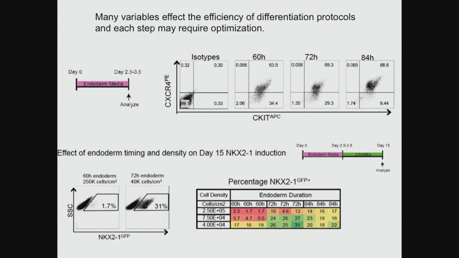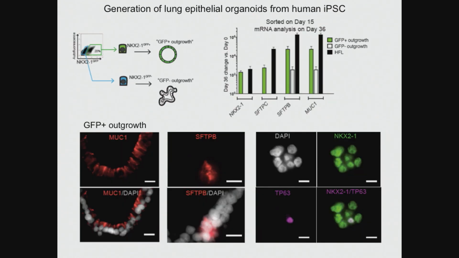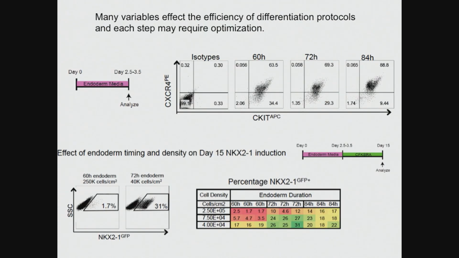What's your control there? It's week 21 human fetal lung. Those cells would be pretty mature, and you have type 2 cells present. So we think at this stage our cells are quite immature compared to week 21 human fetal lung.